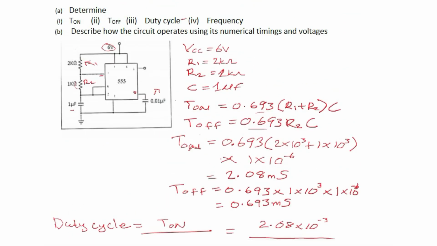Now, the next question says we should describe how the circuit operates using its numerical timings and voltages. We have all done the calculation. Now, in the next video, we are going to see how we're going to use all these timings that we got and all the voltages, where we have our 6 volt VCC and all the timings we got, including T on, T off, total time, to get how this astable multivibrator operates.